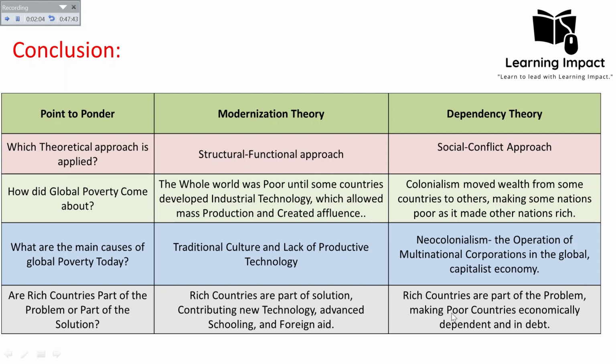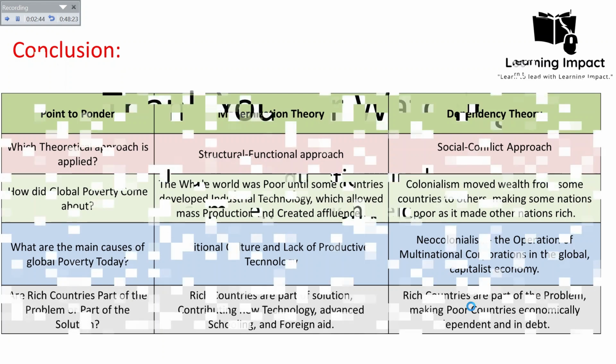And the dependency theorists believe that rich nations are making the problem more and more severe. They are part of the problem. They are making poor countries economically dependent and in debt. They are selling their weapons. They are colonizing them, and they are blocking their path to industrialization by colonialism, by exploiting their labor, by exploiting their resources. So this is how the modernization theory and the dependency theory view the origin of global poverty. So this was all about global stratification, its definition, examples, and its theories.